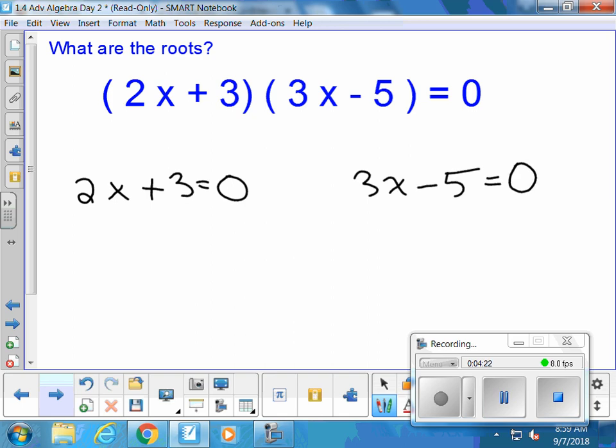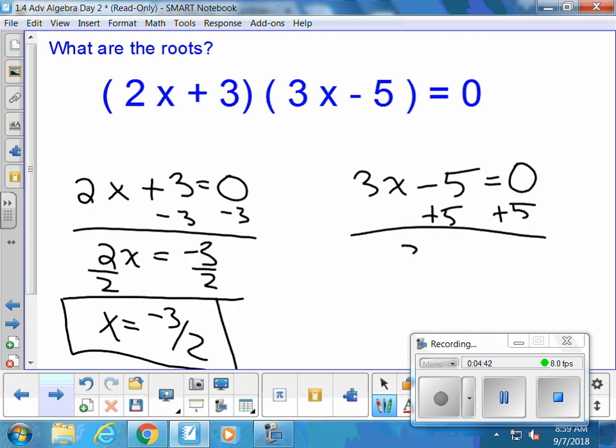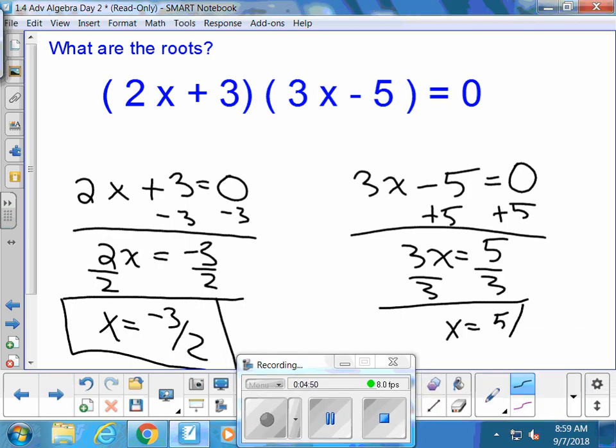So to solve this one, I would subtract 3 on both sides. And I'd divide by 2. So -3 over 2. And you can turn it into a decimal, but for today, I'm just going to leave them as fractions. Over on this branch, I would add the 5. And I would divide by 3, 5/3 to the other end. So both of those would be the solutions. They would be those x-intercepts if you graph the parabola.